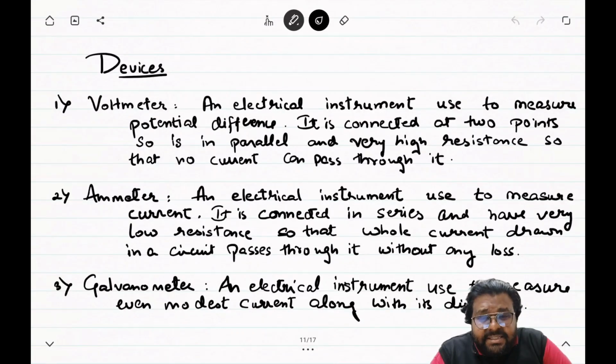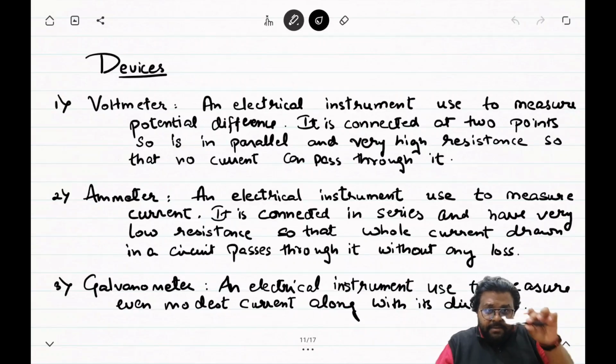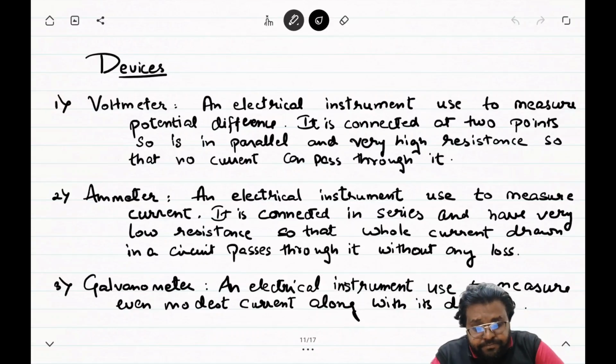Now we have different devices to measure these parameters which we have studied. The first parameters we have studied are potential difference and electric current, and the devices used to measure these are the voltmeter, ammeter, and galvanometer. So voltmeter is basically an electrical instrument which helps in measuring the potential difference, and since difference is at two different points in a circuit, it is connected at two different points. That means if a resistor is here, it is connected parallel to the resistor. That means the voltmeter is connected in parallel.